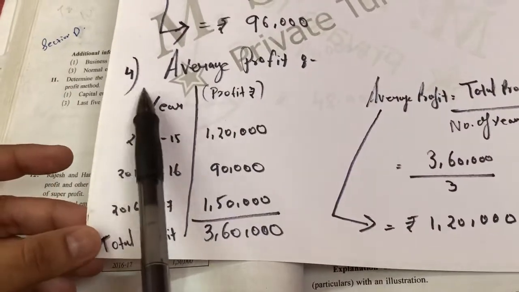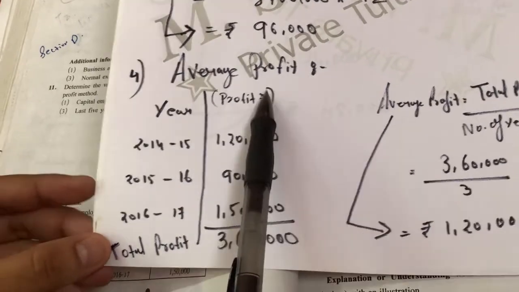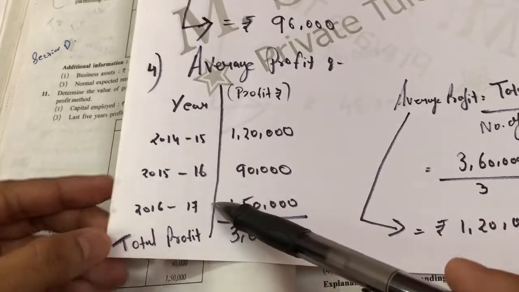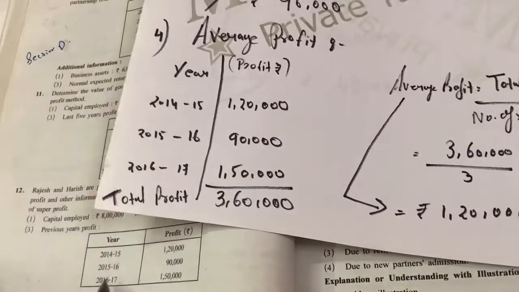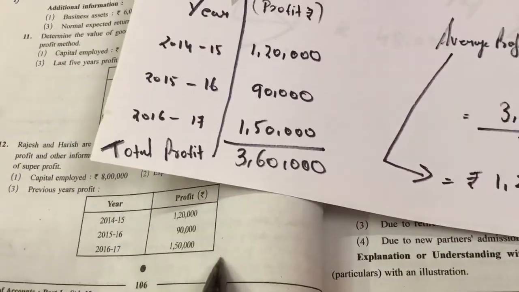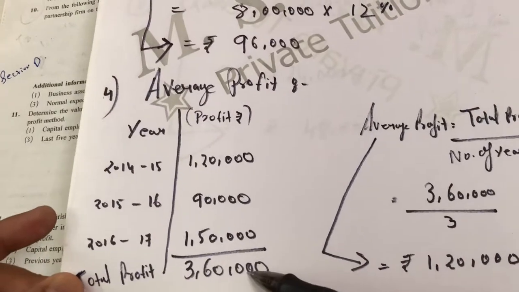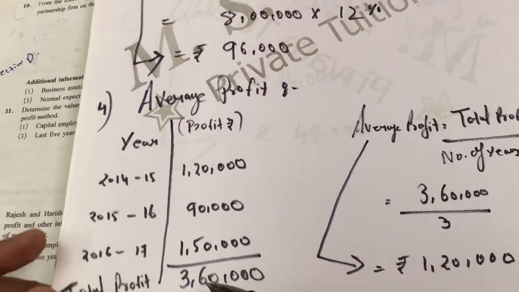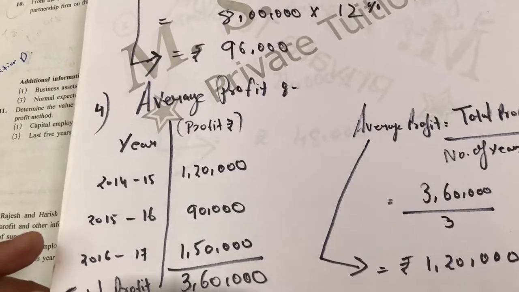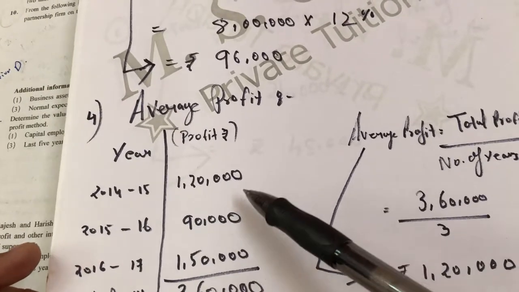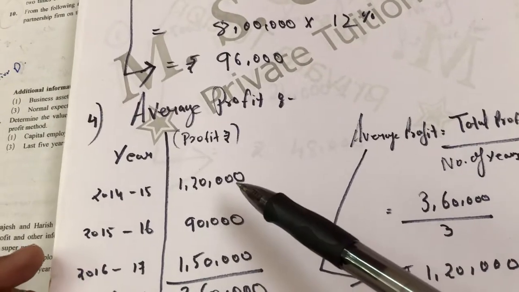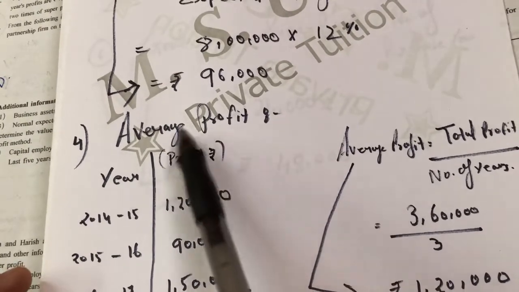Now the fourth step, that is average profit. Now your column, that is already given in the sum. See over here, profit is also given. So here we will find the average profit. Now in some sum, they have told to calculate by weighted average profit. Here we are calculating by average profit.